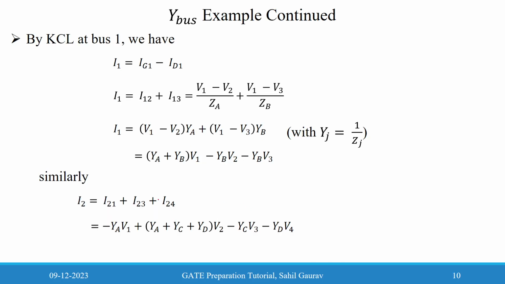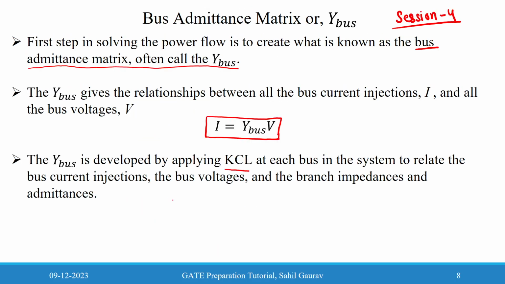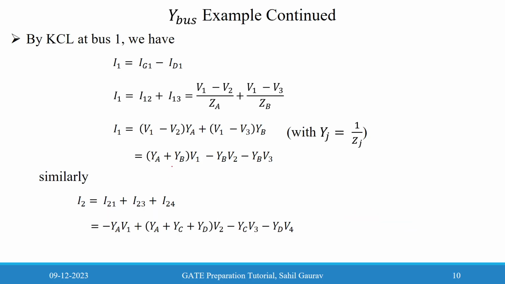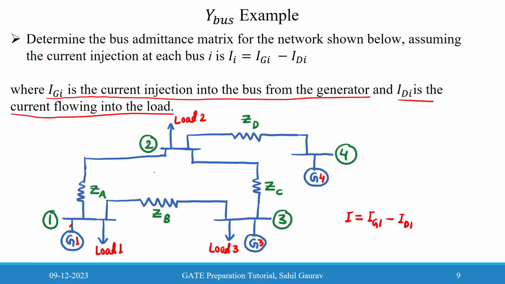Now, as I told, for developing the Y bus we have to apply KCL at each bus so that we can correlate the bus current injections, bus voltages, and branch impedances. Now applying KCL at bus 1. So what is this thing? I1 is equal to IG1 minus ID1. So I have written down here.